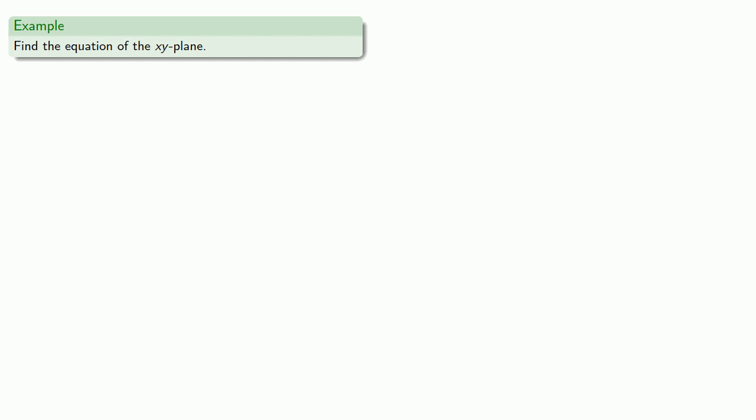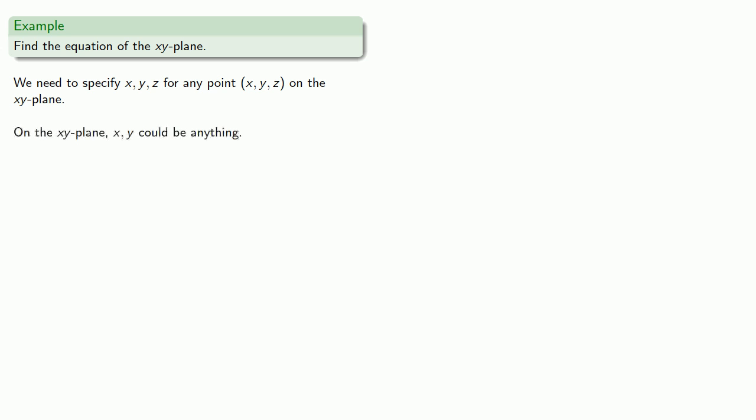How about going backwards? Let's start with a geometric object and try and figure out what its equation is. So let's find the equation of the xy plane. So again, we need to specify x, y, and z for any point on the xy plane. Well, if you're on the xy plane, x and y could be anything. That's kind of what it means to be on the plane. But in order to be on the plane, we do require that z is equal to 0, and there's our equation.